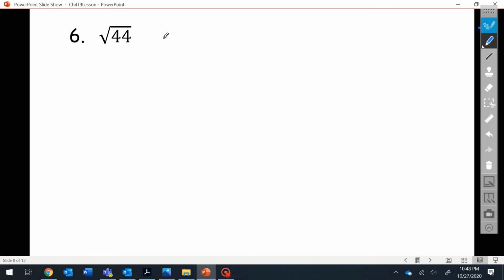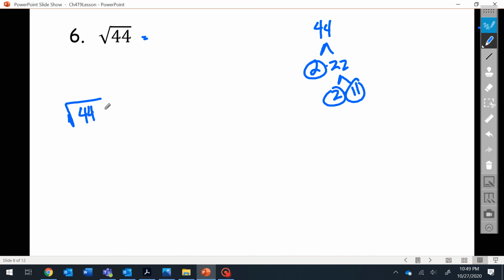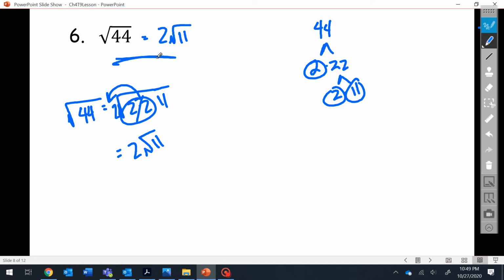Square root of 44. So 44 breaks down into 2 times 22. 22 breaks down into 2 times 11. So the square root of 44 can be written as square root of 2 times 2 times 11. A pair of 2's on the inside will make a 2 on the outside. So we have 2 on the outside, 11 on the inside. So square root of 44 reduces to 2 square root 11.